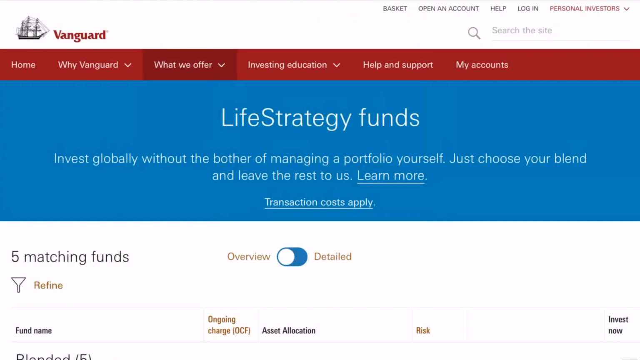So with that said, let's hop into Vanguard and have a look at the difference between an income and an accumulation fund. Here we are then back on Vanguard's website. Most funds out there offer both income and accumulation variants of the fund. One example of this is the Life Strategy 100.